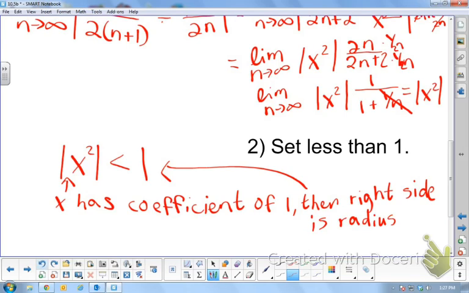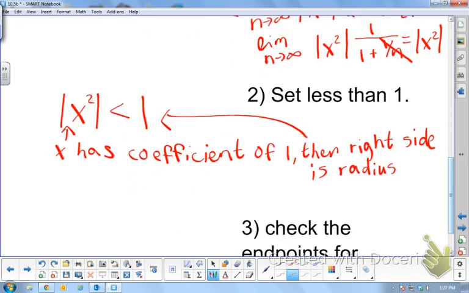And then how did I make this an interval of convergence? Get rid of the absolute value. So we would split it onto both sides. Now this kind of has a special case, because we have x squared, and we haven't really worked with x squared before.